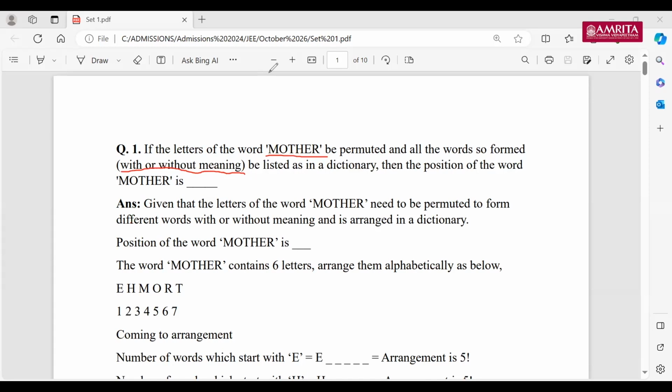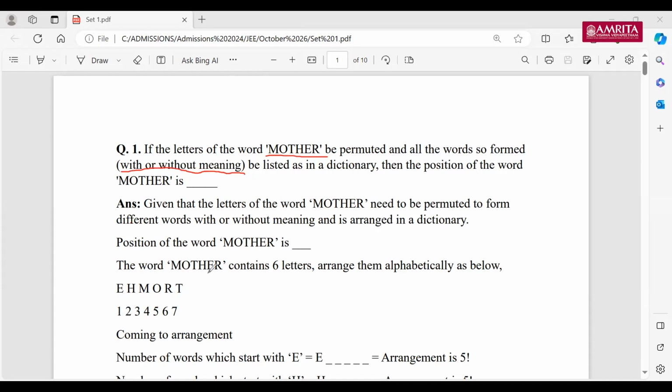In MOTHER, there are six alphabets, right? We are just going to combine these letters in different combinations and arrange them in the form of a dictionary. When we arrange it in the form of a dictionary, we want to find out the position of the word MOTHER. Here, we already know it's 6 letters. So how will we arrange this? We all know a dictionary runs in alphabetical order.